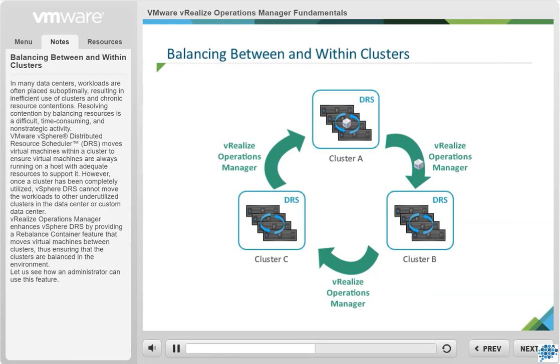However, once a cluster has been completely utilized, vSphere DRS cannot move the workloads to other underutilized clusters in the data center or custom data center. vRealize Operations Manager enhances vSphere DRS by providing a rebalance container feature that moves virtual machines between clusters, thus ensuring that the clusters are balanced in the environment. Let us see how an administrator can use this feature.